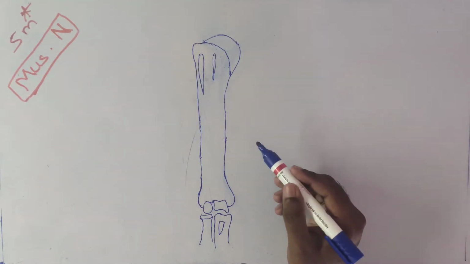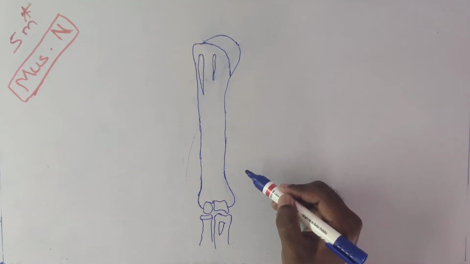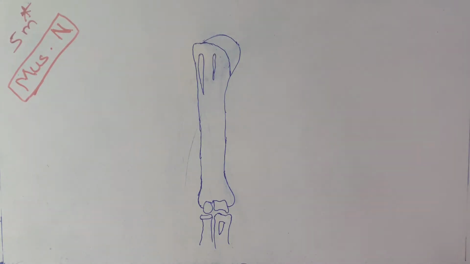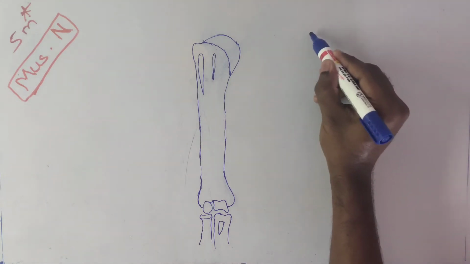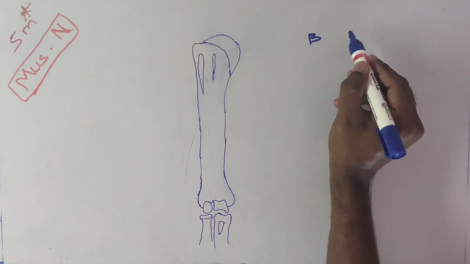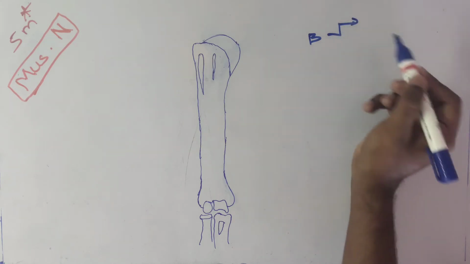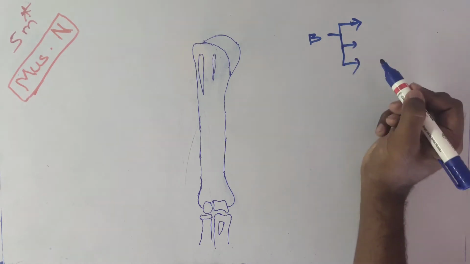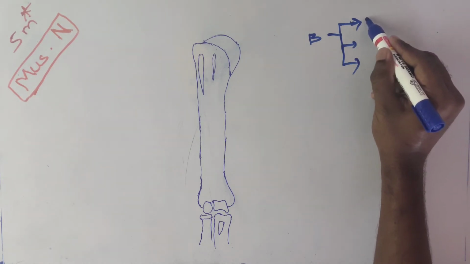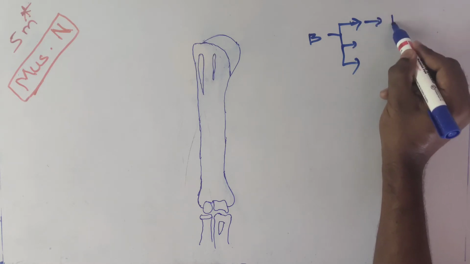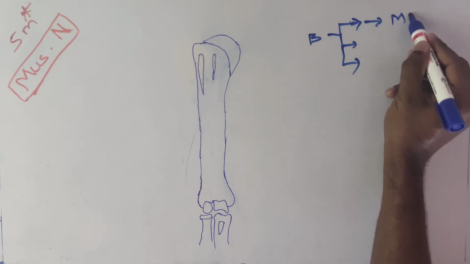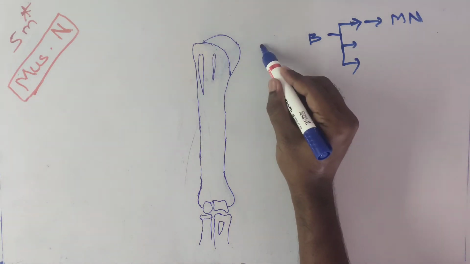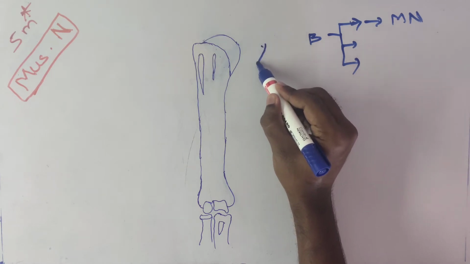Next, it continues below elbow as lateral cutaneous nerve. It is the branch of brachial plexus, that is lateral cord. So we have studied that in the branches of brachial plexus there is lateral cord, medial cord and posterior cord, and the musculocutaneous nerve arises from that lateral cord.